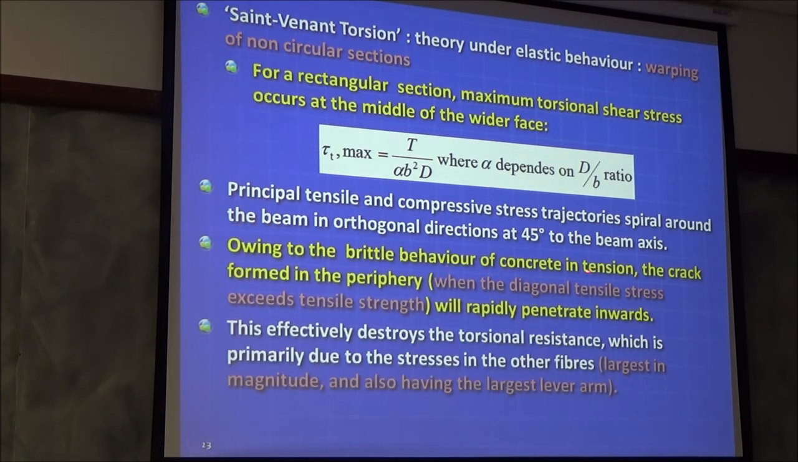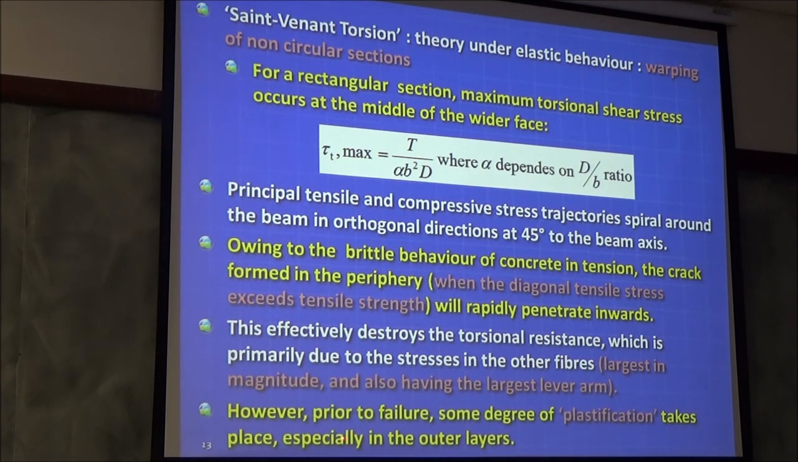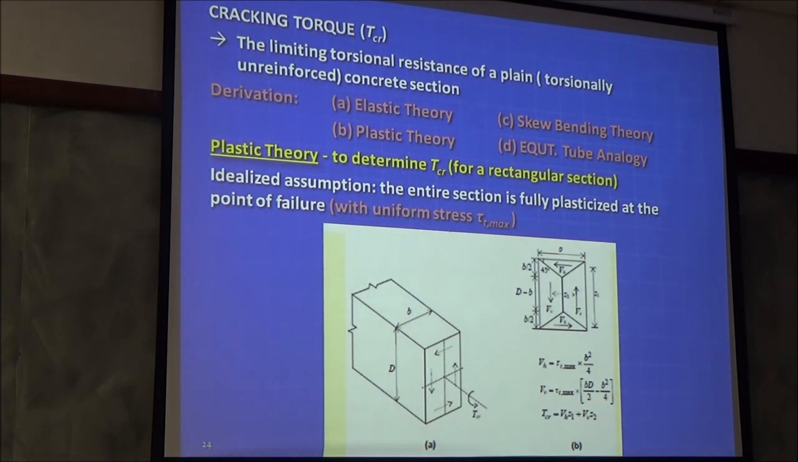Owing to the brittle behavior of concrete in tension, the crack formed in the periphery when the diagonal stress exceeds tension will rapidly penetrate inwards. This effectively destroys the torsional resistance, which is primarily due to the stress in the outer fibers, largest in magnitude and also having the largest lever arm. However, prior to failure, some degree of plastification takes place, especially in the outer layers. So some plastification of concrete happens in the outer layers. Inner layers, of course, it's not going to work. So we will stop with this topic.